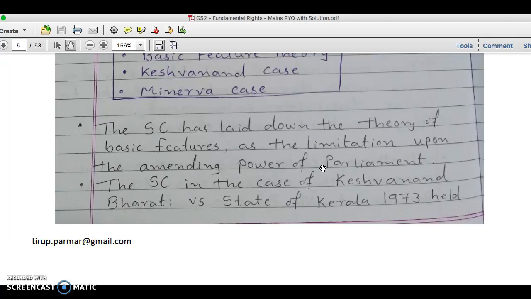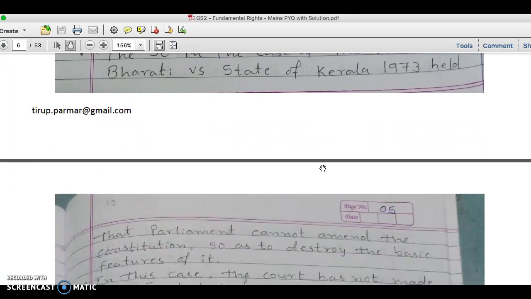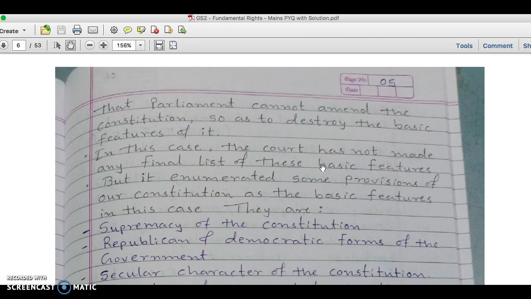The Supreme Court in the case of Kesavananda Bharati versus State of Kerala in 1973 held that Parliament cannot amend the Constitution so as to destroy its basic feature. Remember this. Now, in this case the court did not make any final list of the basic features, but it enumerated some provisions of the Constitution as basic features.